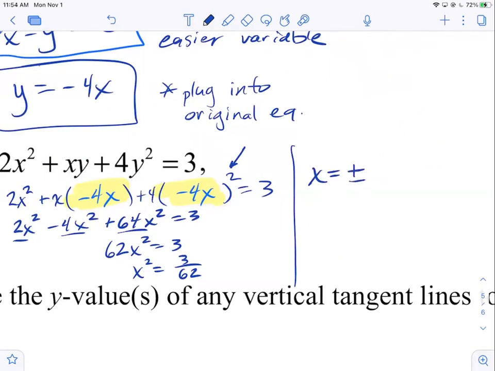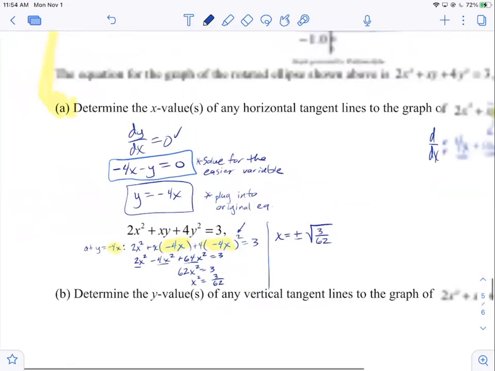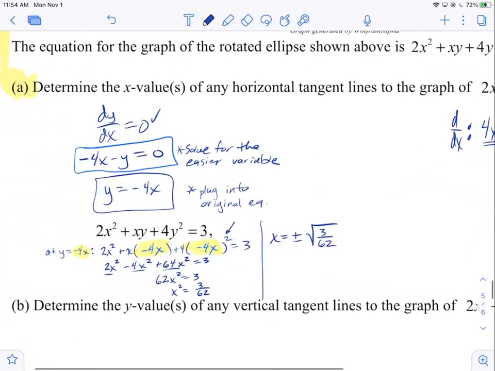Plus or minus the square root of 3 over 62. Okay. Now, look at what the question actually asked us. It said to find the x values of the horizontal tangent. Did we just do that? Yes. So when you solve for the easier of the two variables, you're going to be solving for the variable that College Board is essentially asking you to.